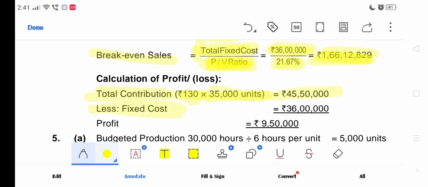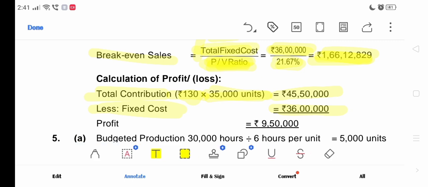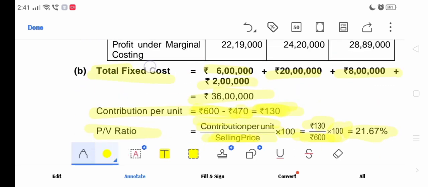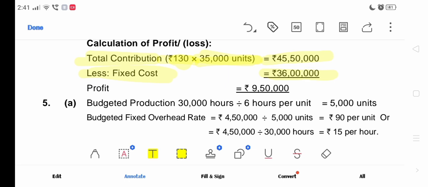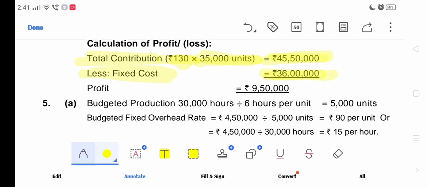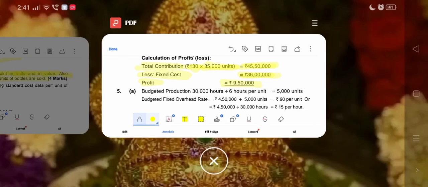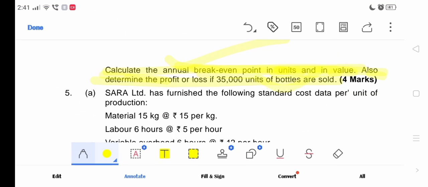And what is the fixed cost? 36 lakh. We have calculated above, no. So total fixed cost, which is 36 lakh. If we deduct this fixed cost from total contribution, we get the profit of 9 lakh 50,000 if we sold 35,000 units of bottles. Okay, the second requirement is also completed. Right, we have done. Okay, so question number 4, B part is also completed, guys.